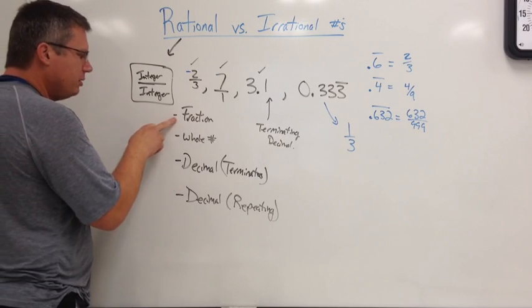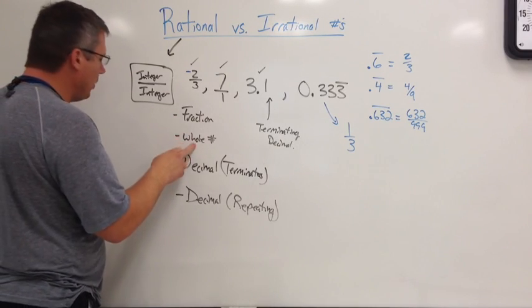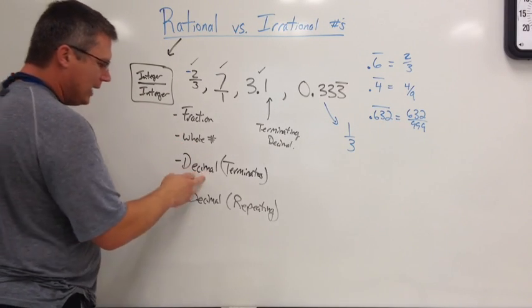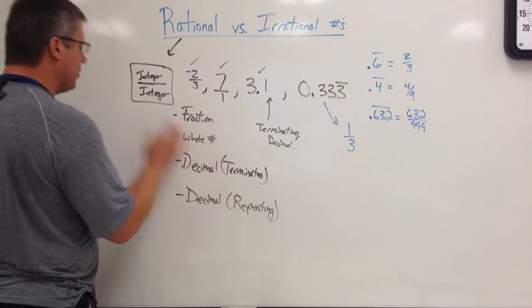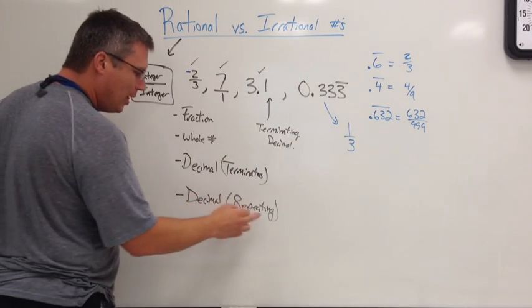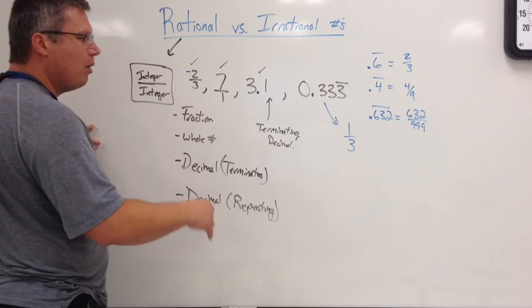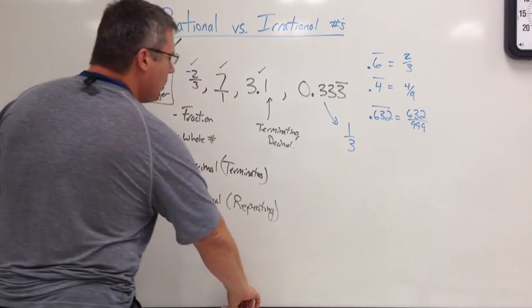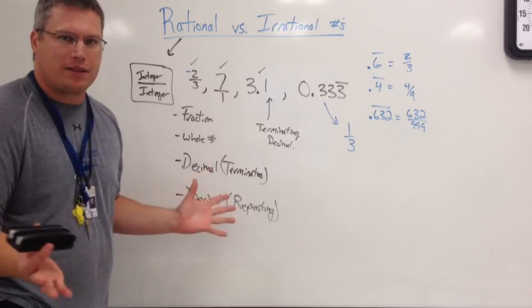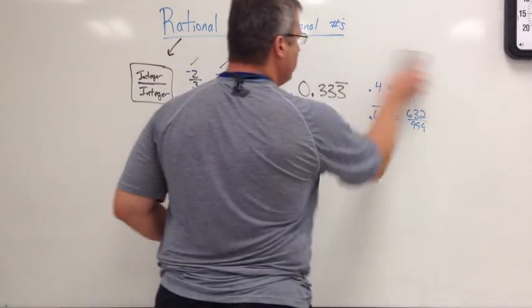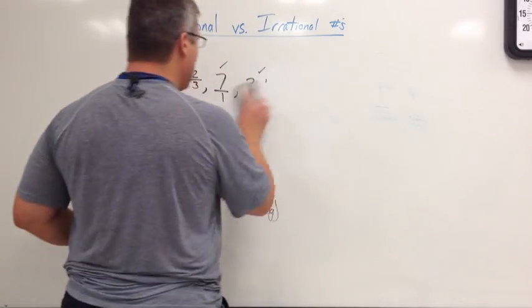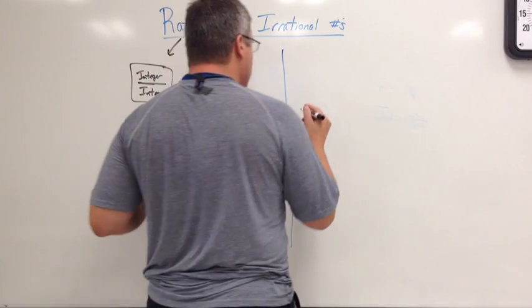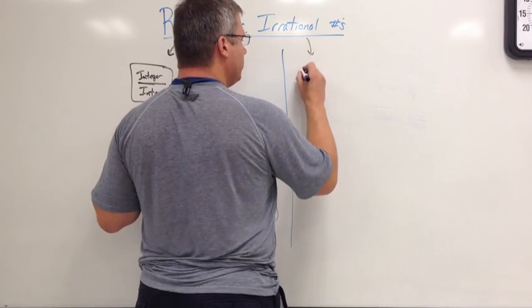So any fraction, automatically rational. Any whole number, automatically rational. Any decimal that terminates, automatically rational. Any decimal that repeats, has a bar over it, a repeating pattern, also rational. So now you're saying, okay, with all of this, what's left? What numbers are irrational? What numbers don't count?